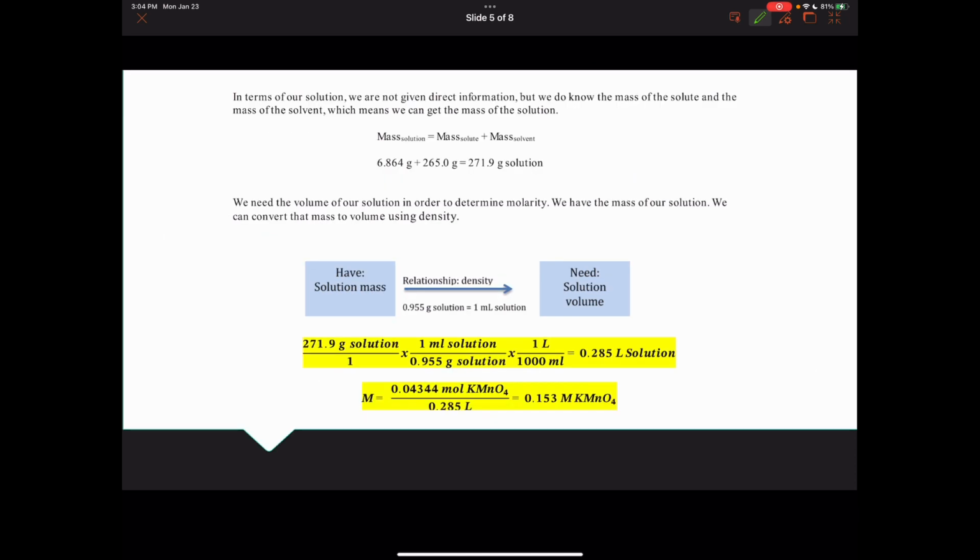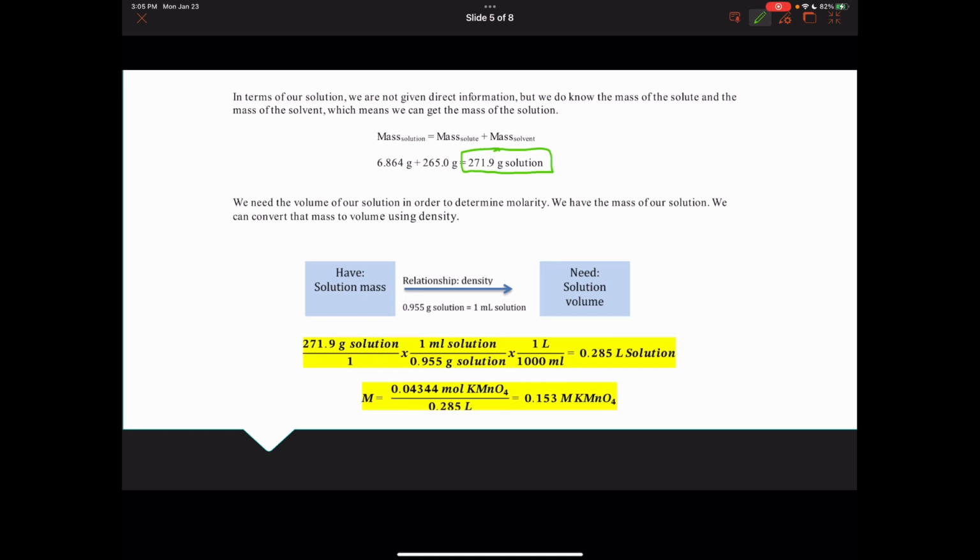Now, in terms of our solution, we're not given direct information about the solution, but we do know the mass of the solute and we know the mass of the solvent, which means we can get our total solution mass. So my solution mass is my solute mass plus my solvent mass. We were told we had 6.864 grams of solute and 265 grams of the solvent, the water. So that gives me a combined amount of 271.9 grams of solution.